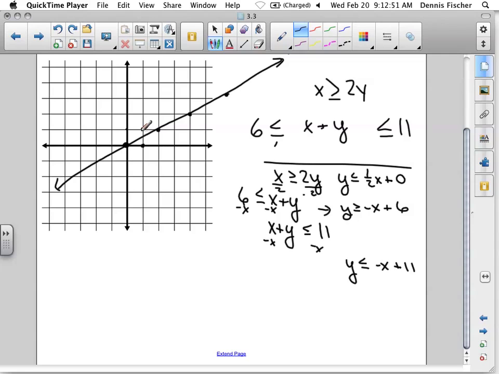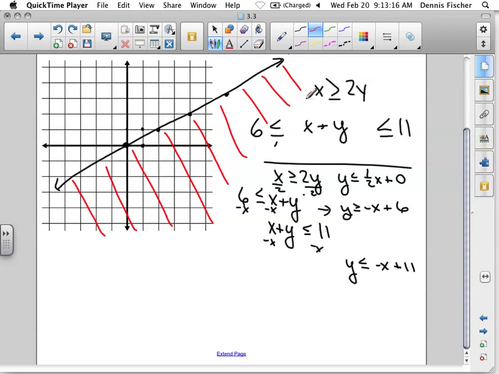Is 1 greater than 2? False. Agree? Yes, false. So I don't want to shade above, I would shade below. So I'm going to shade down here. I agree with that. Okay, next equation.